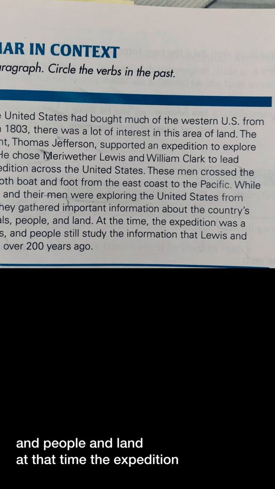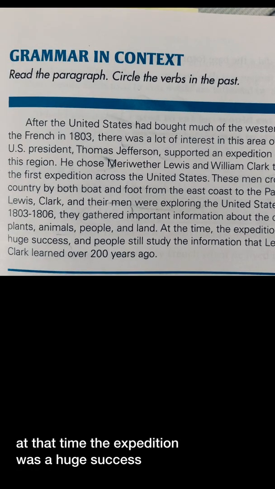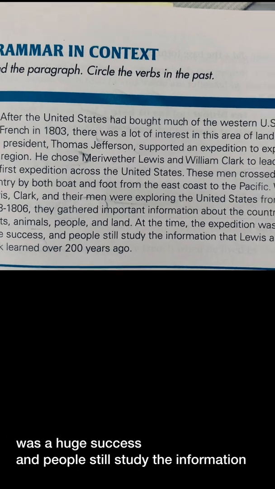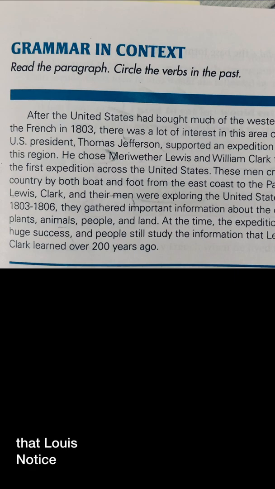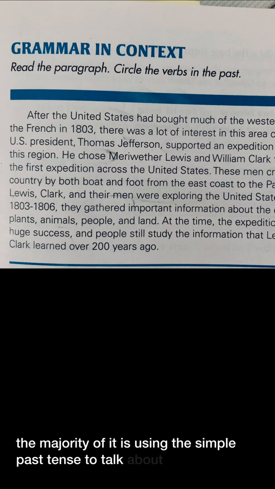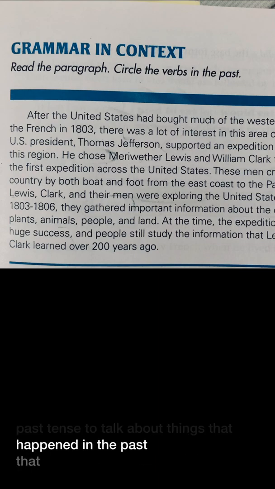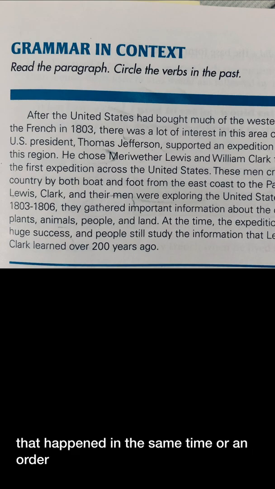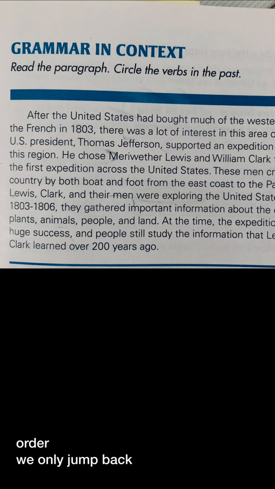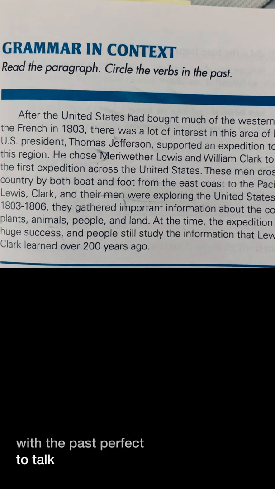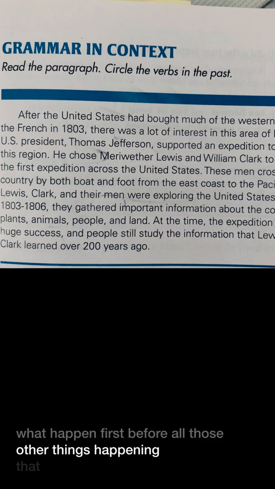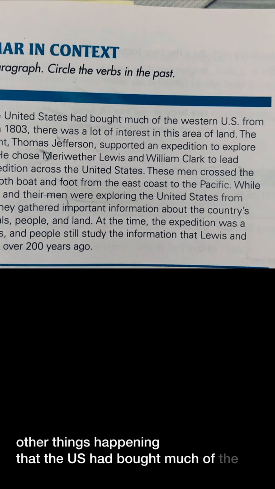At that time, the expedition was a huge success, and people still study the information that Lewis and Clark learned over 200 years ago. So notice the majority of it is using the simple past tense to talk about things that happened in the past, that happened in the same time or in order. We only jump back with the past perfect to talk about what happened first before all those other things happening, that the U.S. had bought much of the western U.S.